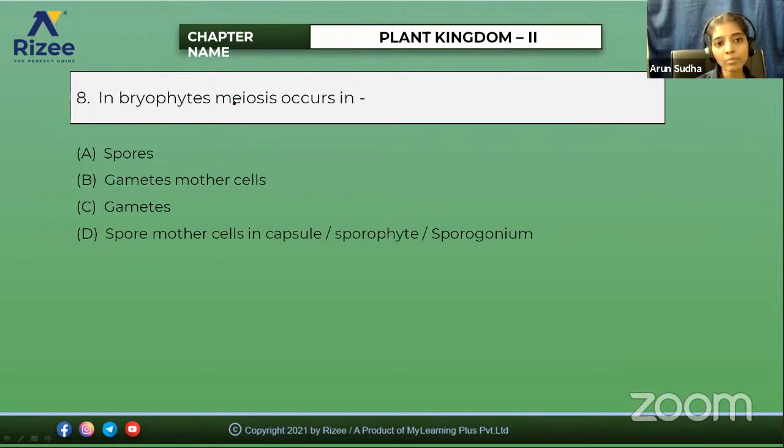In Bryophytes, meiosis occurs in? So where is the meiosis happening? In the spores, gamete mother cells, gametes, or spore mother cells in the capsule or sporophyte or sporangium. So which option will be correct here? Yeah, good. It's option D. So how is it option D? In the case of Bryophytes, we can say that the meiosis is sporic meiosis.